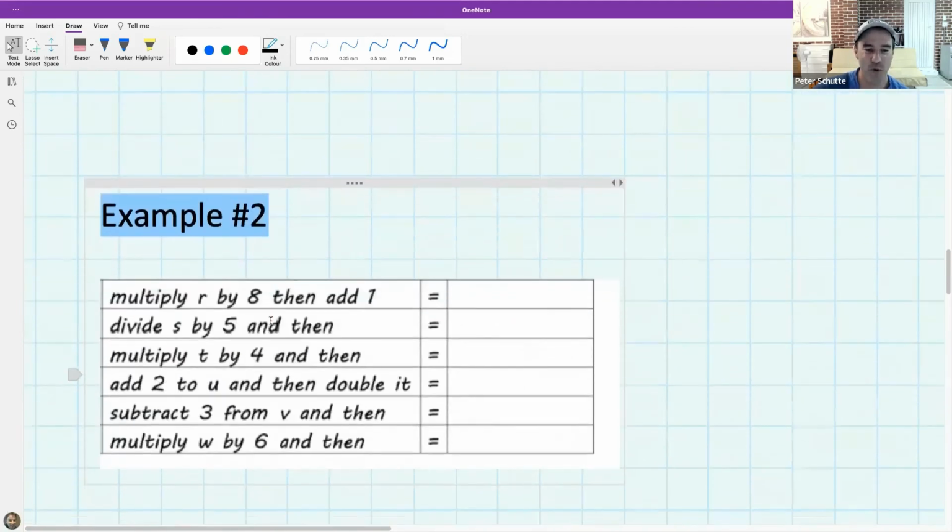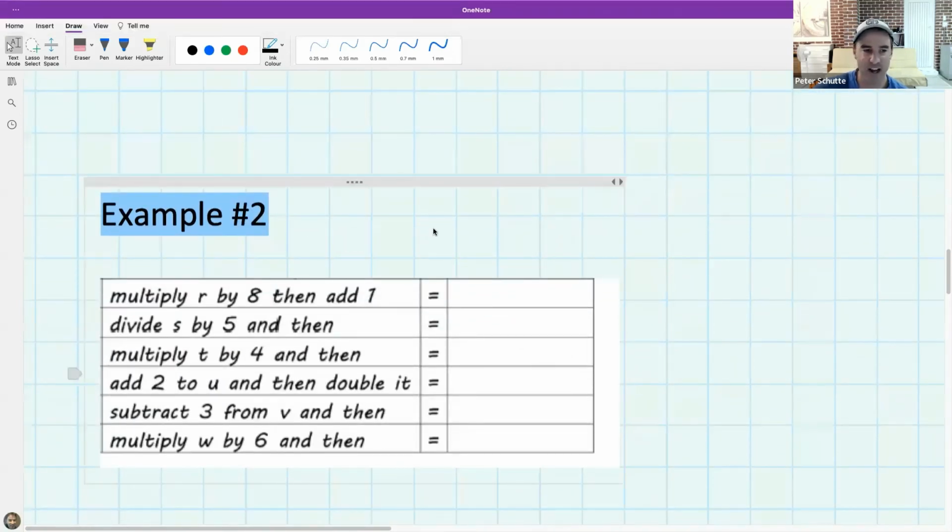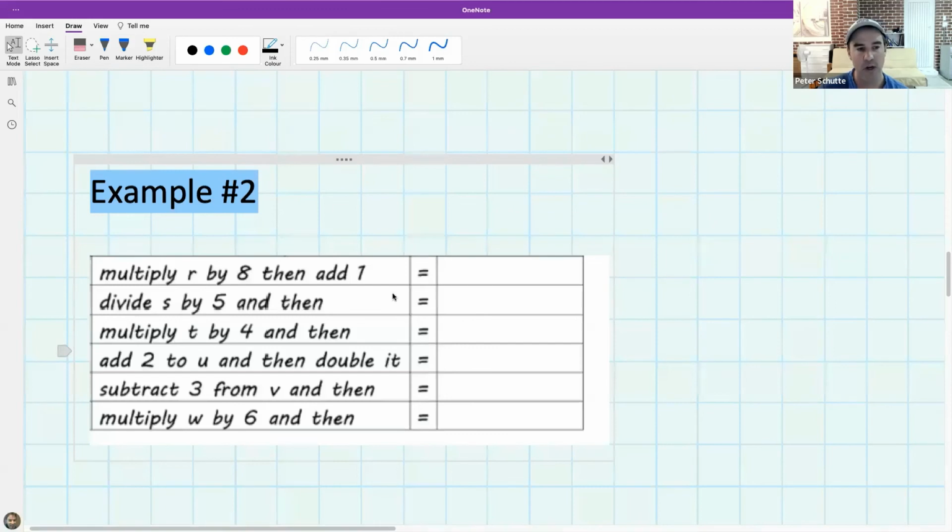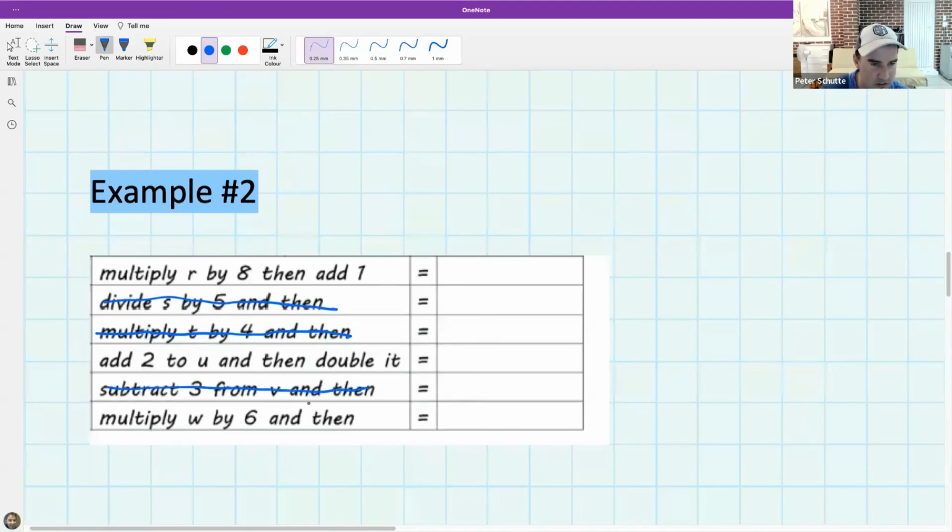Okay, so what I'm going to do, guys, to finish today's lesson is I'm going to show you how to do a particular type of question that's a bit harder. And then, yeah, then I'm going to give you one more question to do. Actually, I don't even know if this is that much harder. Multiply R by 8 and then add 1. Okay, well, we can't do those two because they are missing something. And that one is also missing it.